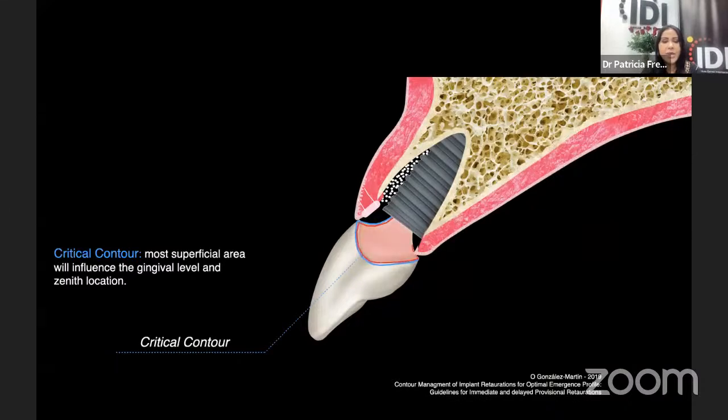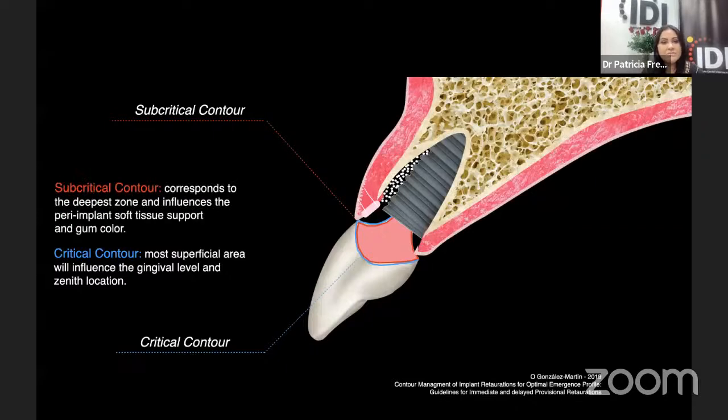Next, we are going to mark our subcritical contour. It is located 1 to 1.5 millimeters under our critical contour. So this line will be under our margin. It corresponds to the deepest zone and influences the peri-implant soft tissue support and gum color. So we have to make those drawings on our provisional crown because we are going to work on it.